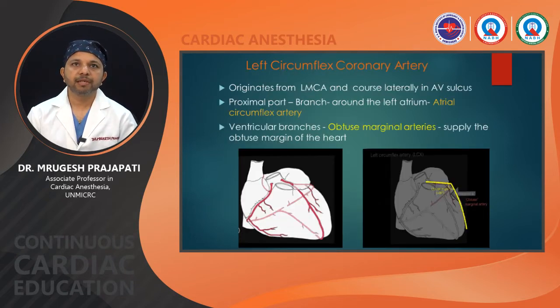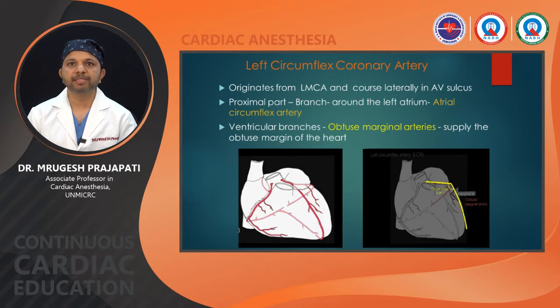Now we will see the left circumflex coronary artery. It originates from the LMCA at around 90 degrees, and it courses laterally into the atrioventricular sulcus. In its beginning part, it runs in front of the lower part of the left atrial appendage, where it gives off the atrial circumflex artery.